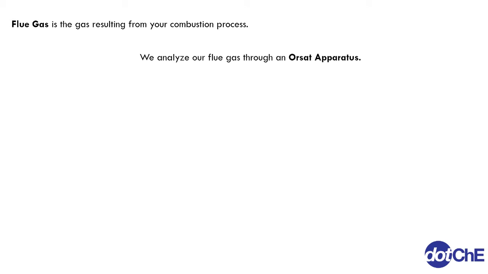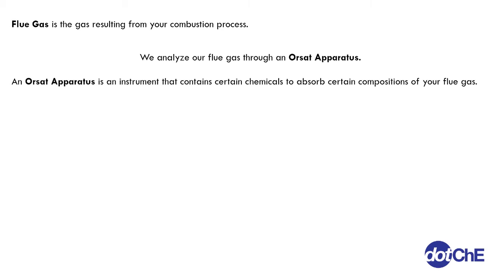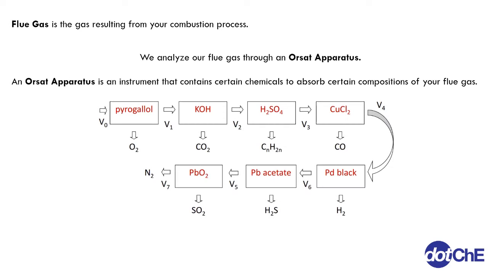We could analyze this flue gas through an ORSAT apparatus. An ORSAT apparatus is an instrument that contains certain chemicals that absorb certain components of your flue gas. What's shown here is a complete diagram of your ORSAT analysis. So your flue gas enters here before pyrogallol, which absorbs your oxygen. Then your KOH absorbs CO2. Then your sulfuric acid absorbs your organic material, your hydrocarbons rather. Your CuCl2 absorbs your carbon monoxide. Your palladium black absorbs your hydrogen gas.